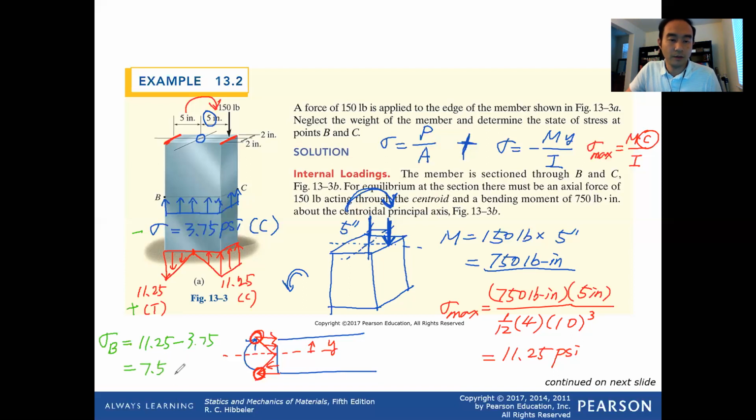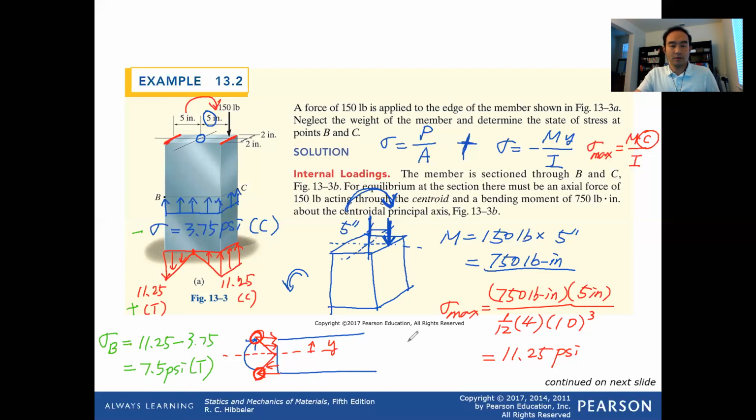The unit is going to be psi. And I got positive, which means this is going to be in tension, which makes sense because we apply the normal force in the downward direction here. So the top portion is going to be in tension, right?